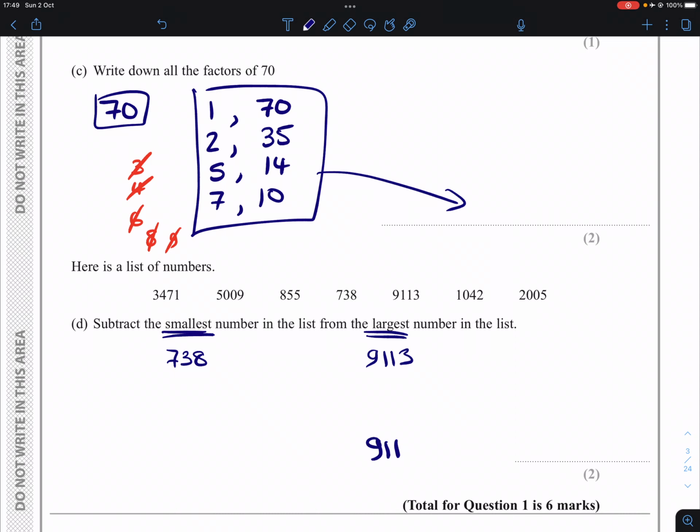And therefore our question is 9,113, take away 738, which is going to give us 8,375. So you get 1 mark for being able to identify these two and writing them as a takeaway sum. And then the second mark here is for the actual answer of 8,375. Done.